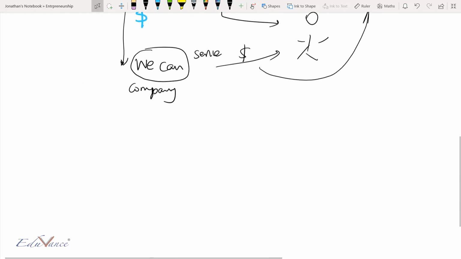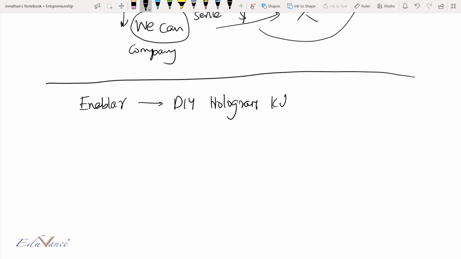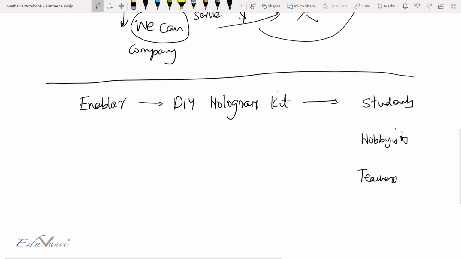Let us look at another example. In the previous segment, we saw that Enabler makes a product called the DIY hologram kit. Now, this is a product which is bought again by students or hobbyists or even teachers. And all three, if you see, fall under the individual category.